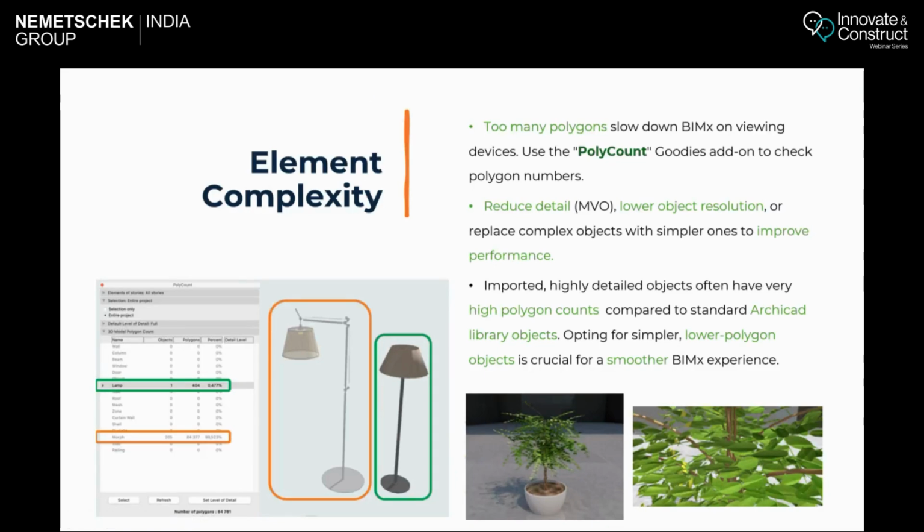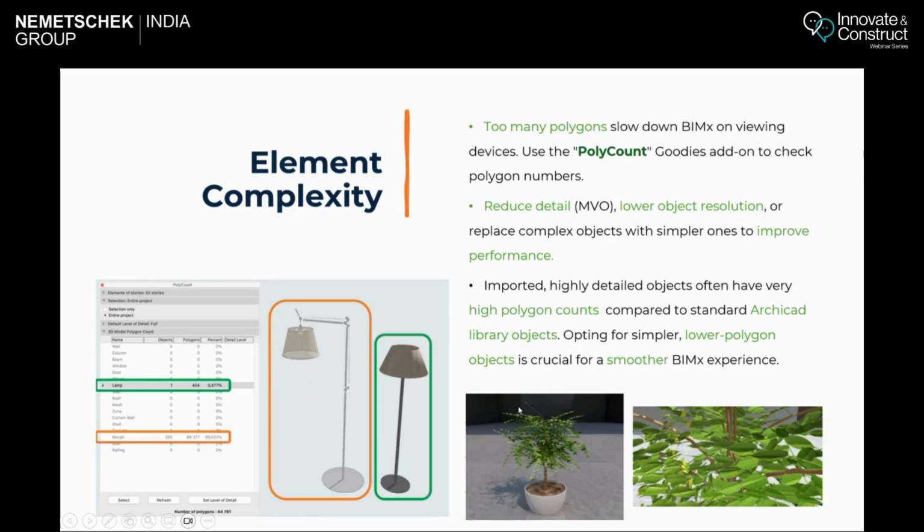And then the element complexity. We can check the element complexity by running the poly count from the goodies, which will actually give us the number of polygons in our project. So we can control the complexity of certain elements in our model. For example, we have this plant and you can see the complexity of the leaves, which we can basically reduce by the model view option, or else we can directly select all similar elements from the poly count, and then we can set up a low detailed model for particular elements.